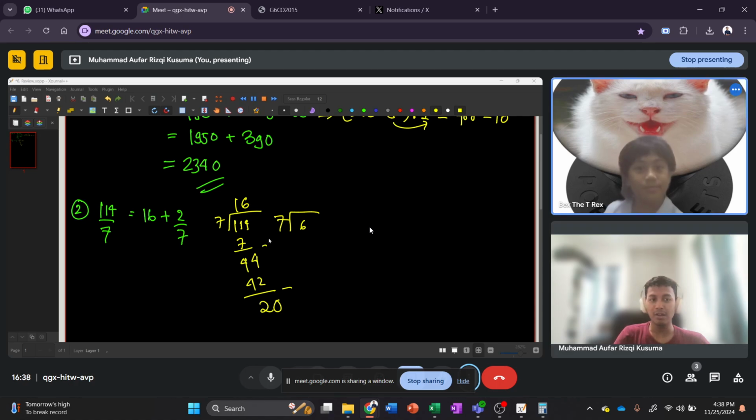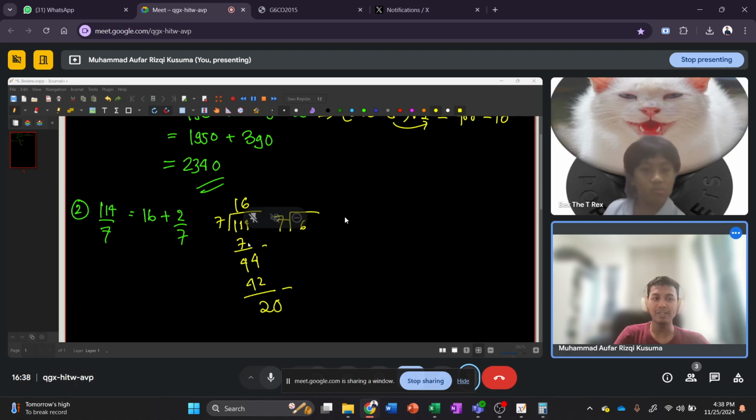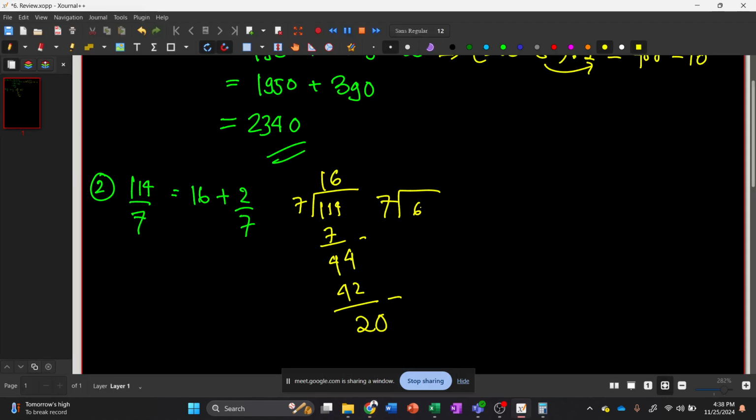Because there are no multiples of 7 that are below 6. So somehow we have to make the number inside more than 7. Therefore, we have to land another zero, but at the cost that we have to add a zero at the beginning, 0 point something. Okay, you have understood, yeah? Okay, so we have 20.